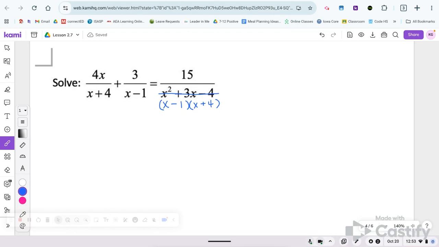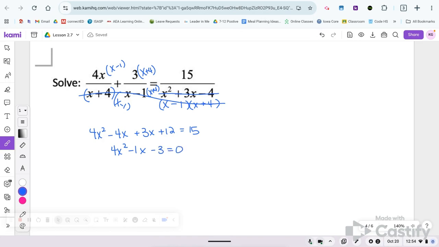So as you can see, this first one already has the x plus 4, so it's only missing the x minus 1, top and bottom. And the second one has the x minus 1, so it needs the x plus 4. And now my denominators are all the same, so I can cross them out and start distributing. 4x squared minus 4x plus 3x plus 12 equals 15. 4x squared minus 1x minus 3 equals 0.